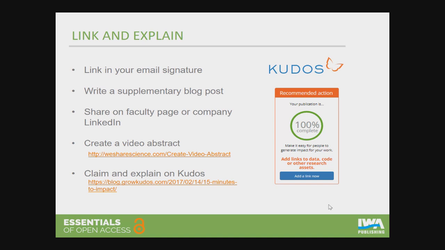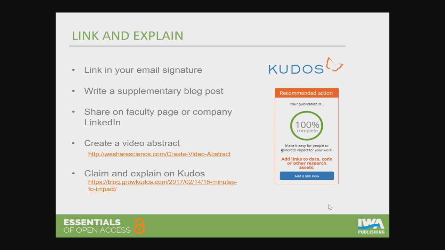You can also claim and explain on a site called Kudos. Kudos is a platform that's totally free for authors to help them promote their work and to track success of their promotions. So you can create an author profile on Kudos, and then you can search for your published paper and claim it, which means linking it to your profile. You can then explain the research in a short plain language summary, which you can then share across social media directly from Kudos.